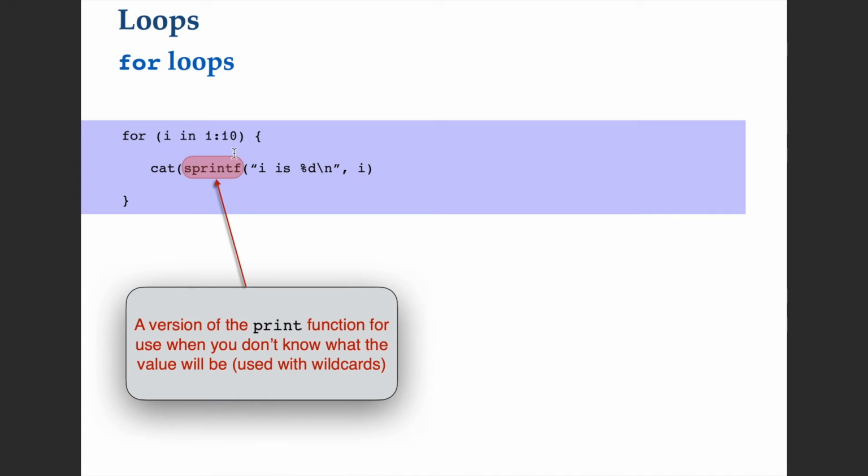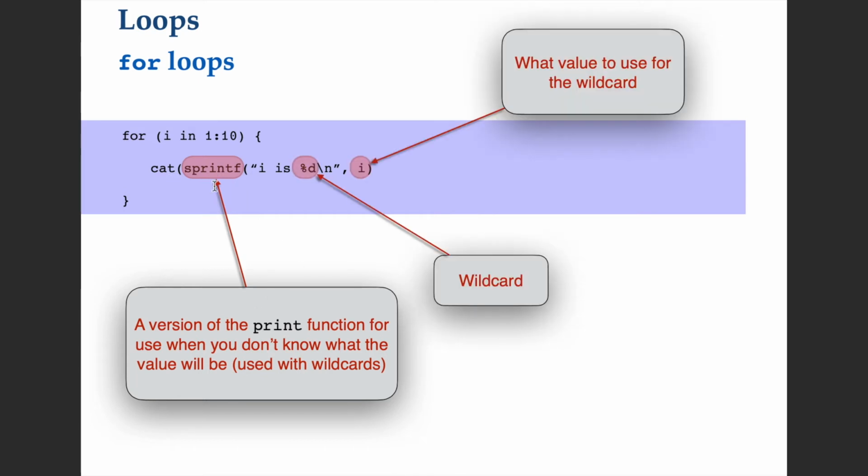So here, this sprintf function, it's just a version of the print function that you use when you don't know what the value will be. So you use print when you know what text you're going to print. But in this case, what text we're going to print is going to change each time through the loop because i is changing. And so in that case, you have to use this sprintf function. And what I want to print to the screen is, in quotes, "i is", and now what i is going to be is going to change each time through this loop.